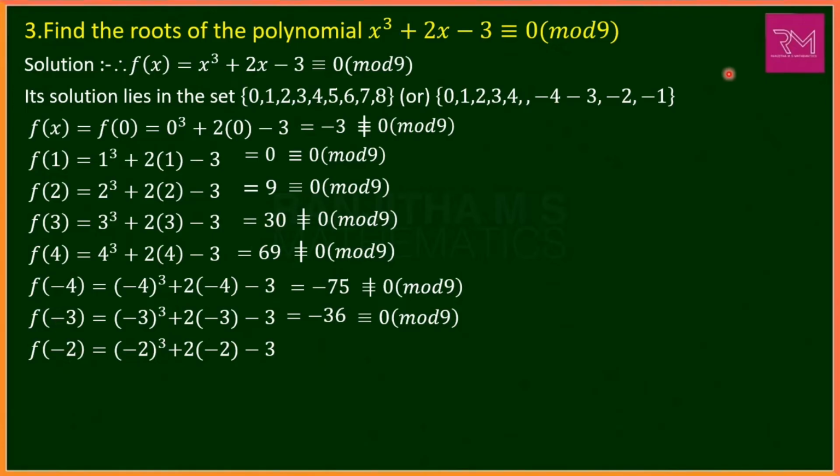So we can take this method to solve the roots. If we substitute x is equal to minus 2, this value becomes minus 15. So minus 15 is not congruent to 0 mod 9, because 9 does not divide minus 15.